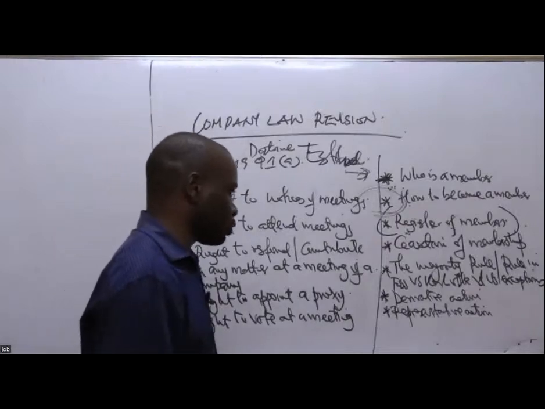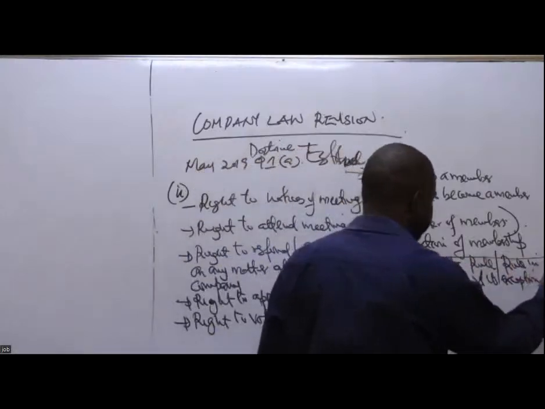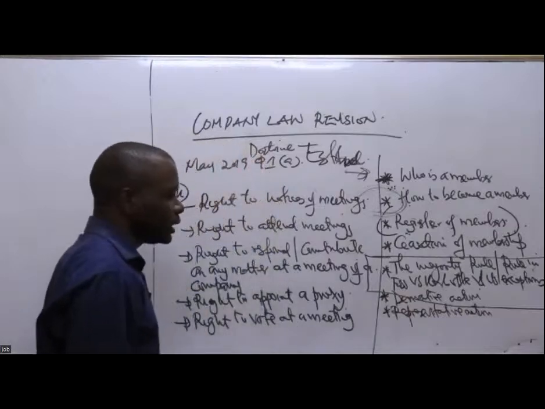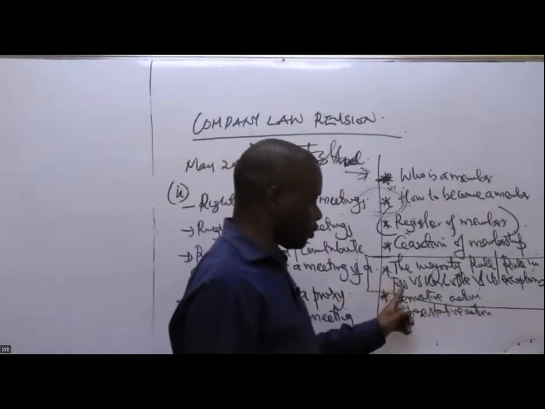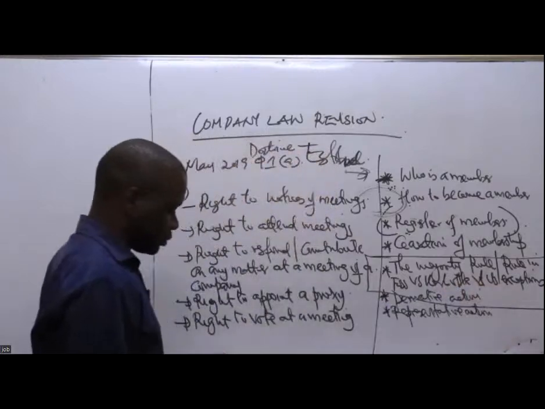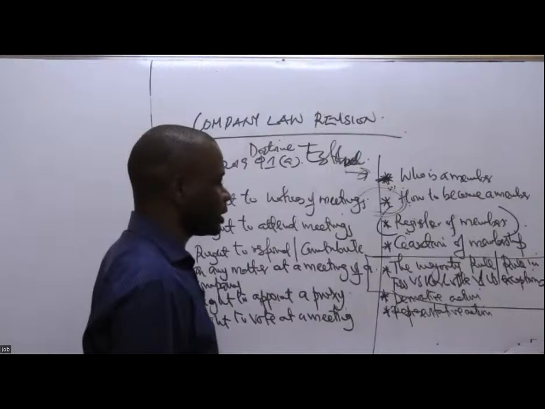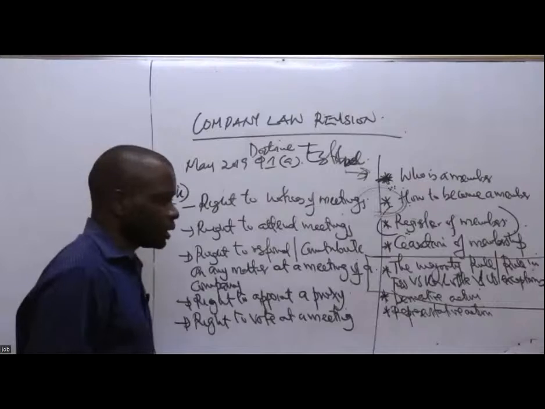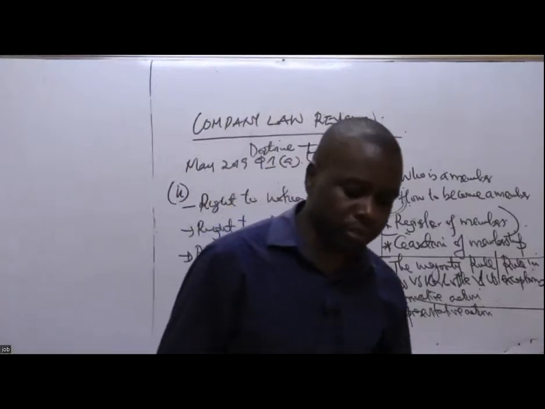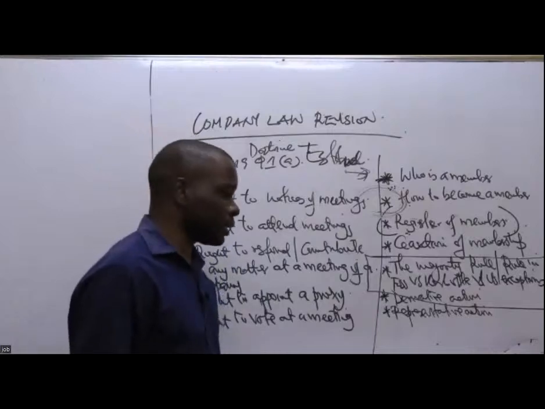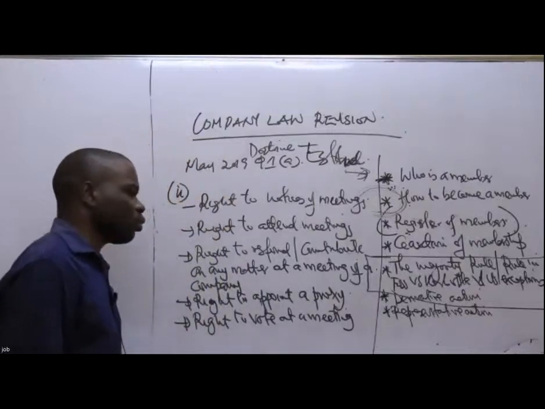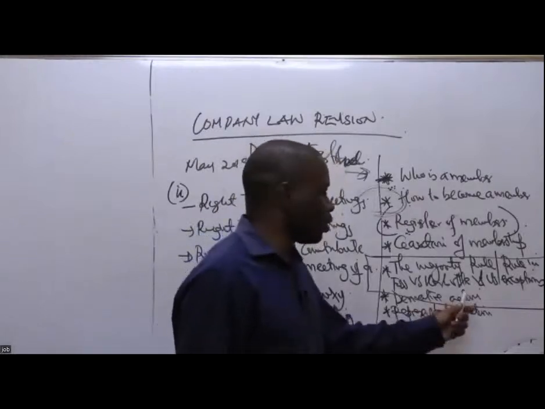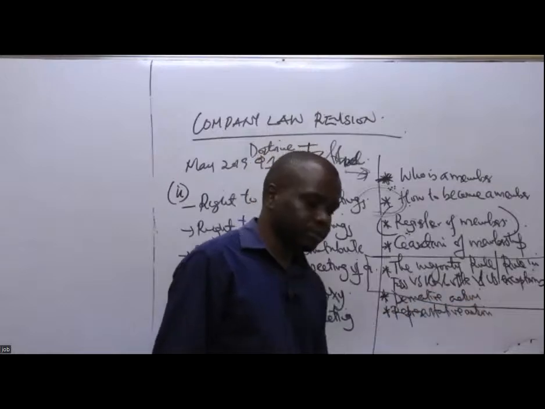Most importantly, we also learned about this particular rule. It is known as the rule in Foss versus Harbottle and its exceptions. Sometimes we call it the majority rule, and it also has exceptions. Under this particular rule, if you can remember very well, what does it state? This rule, known as the majority rule or rule in Foss versus Harbottle, is under membership of a company.